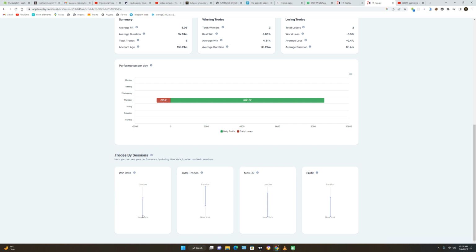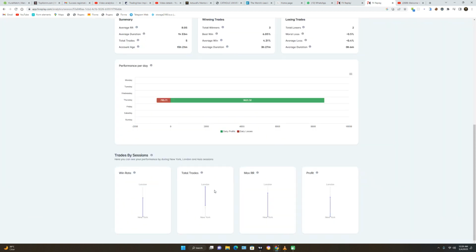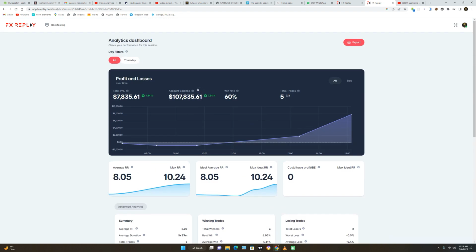Okay, they can also give the win rate based on sessions. Asia, okay, that would even be way better. Look, if I see here, my win rate at London is way better than New York. That is because my winning trades came exactly at London session, since New York starts at 6 a.m. New York time. So that would be the reason why. And total trades, most of the trades were taken at London session, and max RR, the New York profit came from New York. But anyway, that's pretty much it about FX Replay.